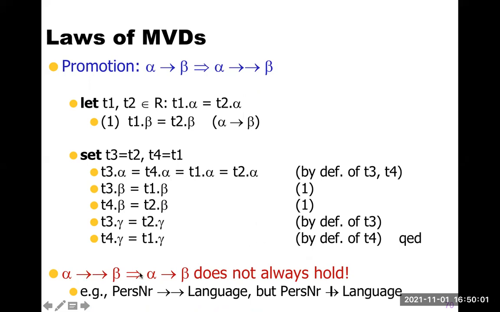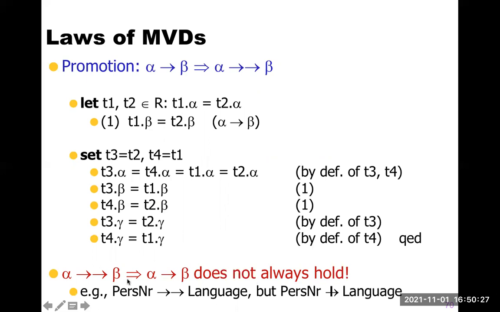But in the back direction, it may happen that beta has just a single value and then a unique value for each alpha value. So we have a functional dependency too, but in the common case, that doesn't always hold. So if we have multi-value dependencies, in most cases, we can't deduce it.